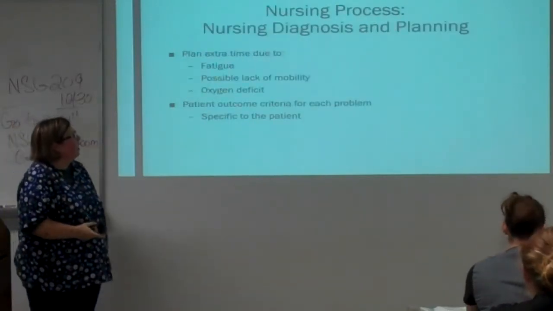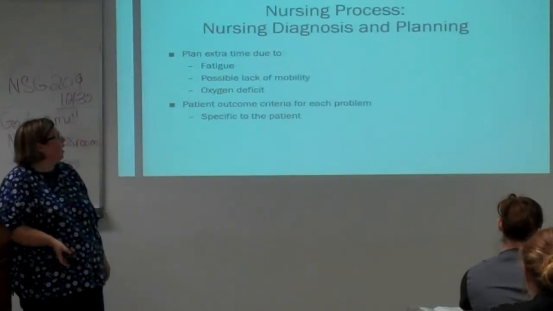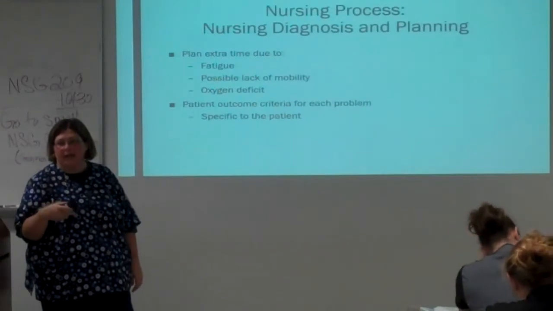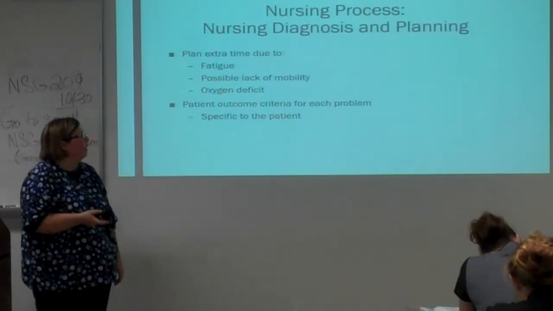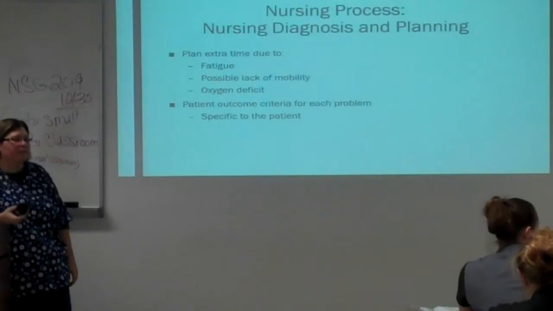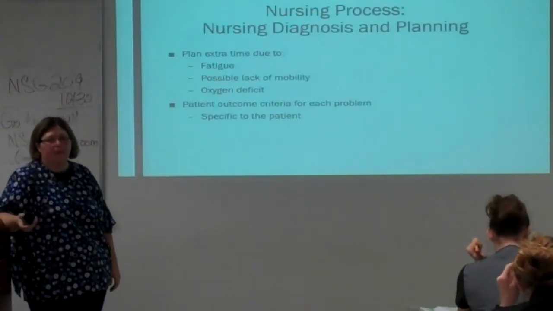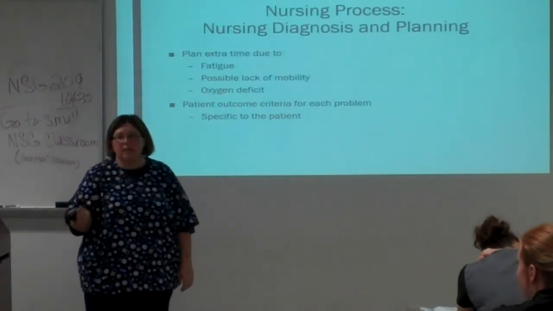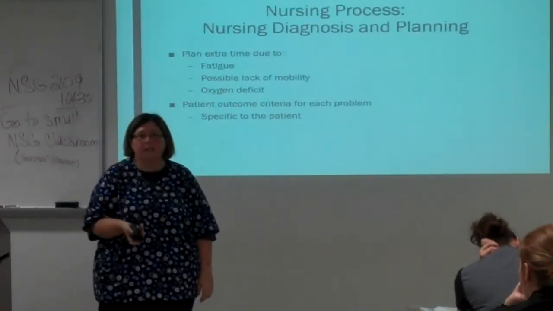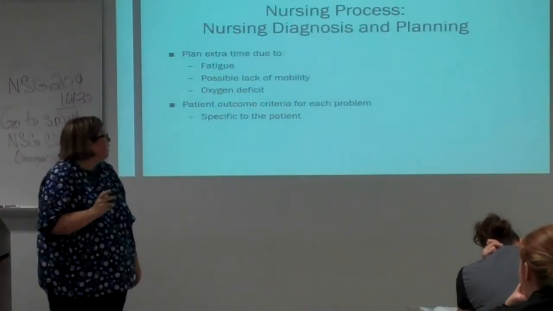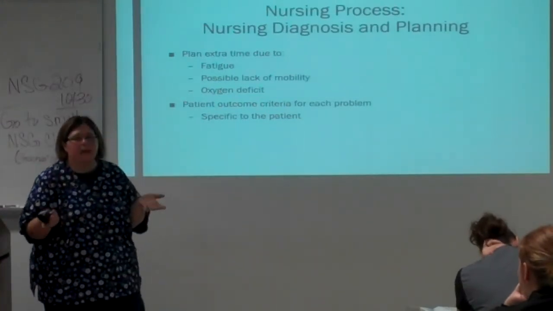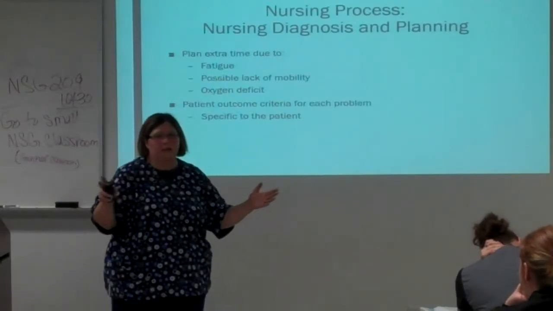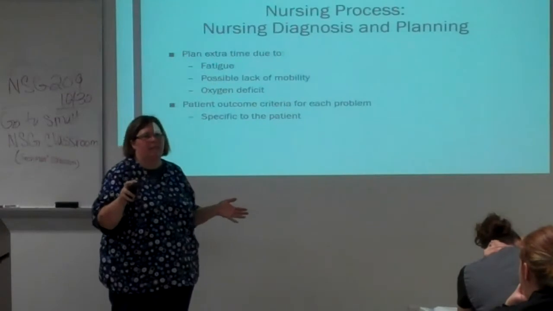Okay, then your nursing diagnosis and planning. You need to make sure that you plan extra time when you go in to ask them questions to develop your care plan, because they will fatigue. Look at their lack of mobility. Are they able to get up and around? And then are they oxygen deficient? Do they need oxygen to help with their dyspnea and shortness of breath? Then your criteria is going to be specific to each patient. Not everybody across the board is going to have the same care plan or the same interventions.